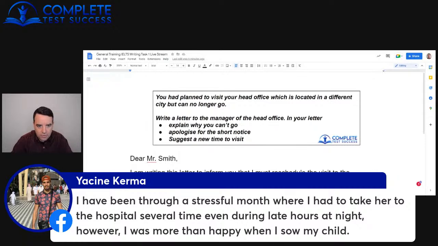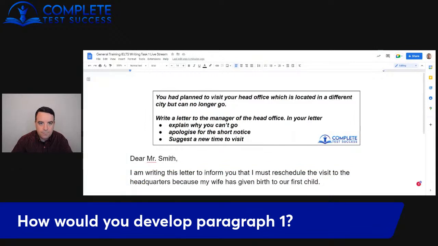your wife giving birth and your experience with that, and I know what you're saying is relevant to this. It's relevant to our first sentence, but it's not relevant to explaining why you can't go. So we don't want to talk about our child or about our experience of preparing for the birth or the problems that your wife may have experienced while pregnant. We want to talk about why you can't go to the meeting.